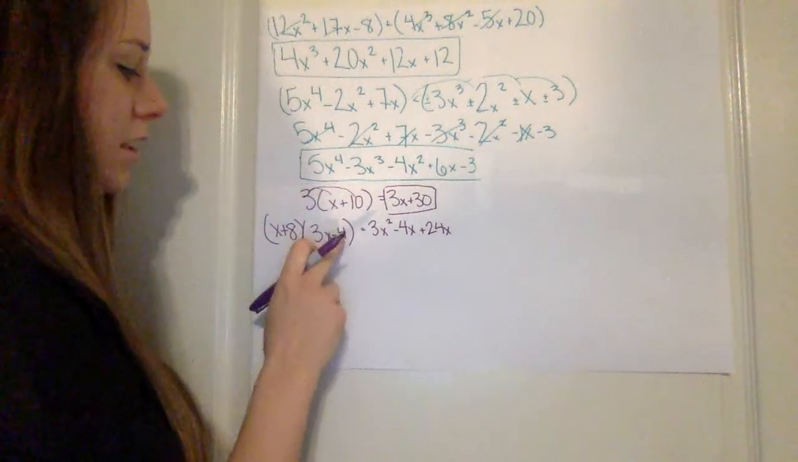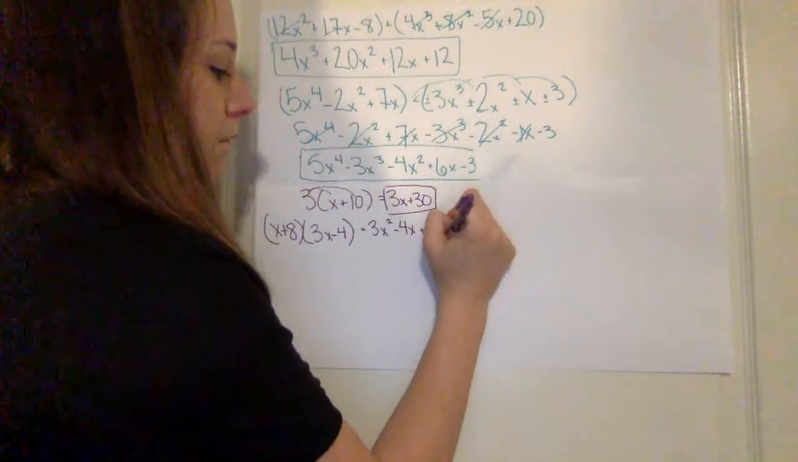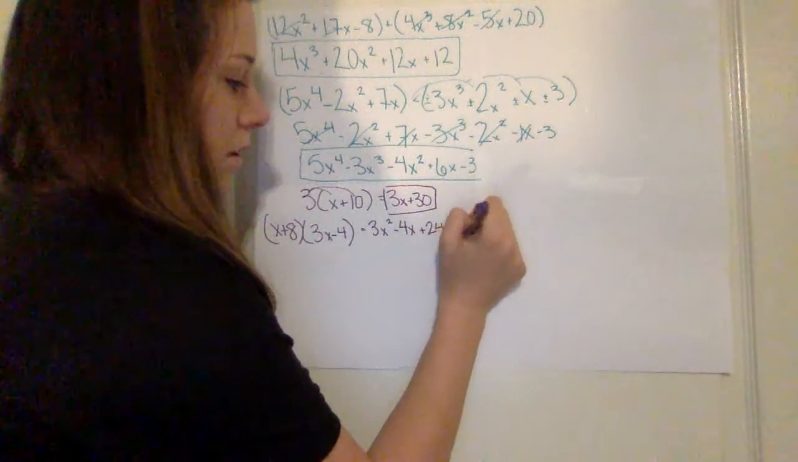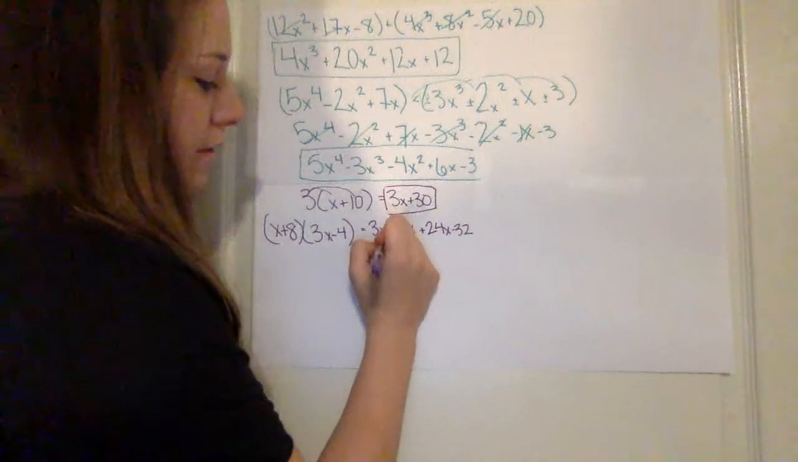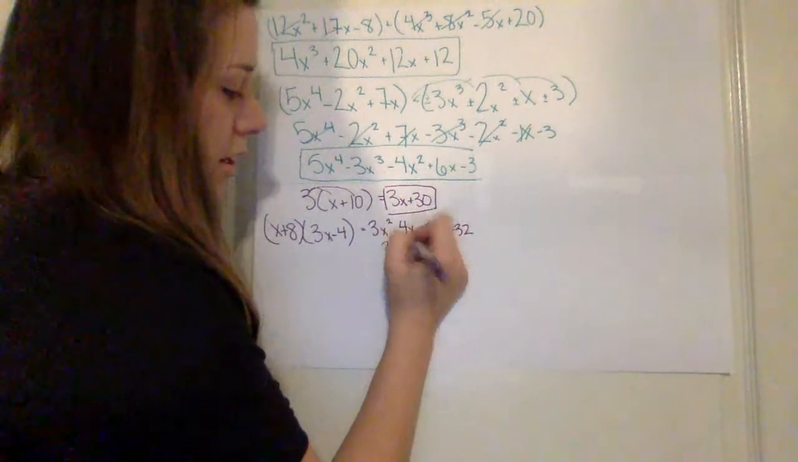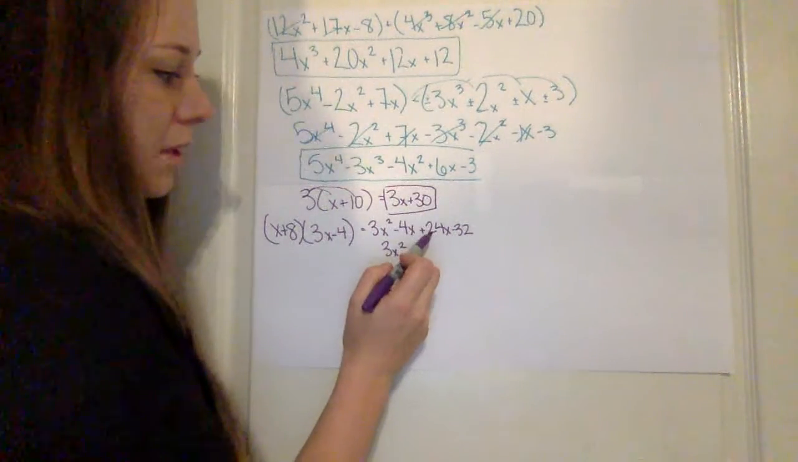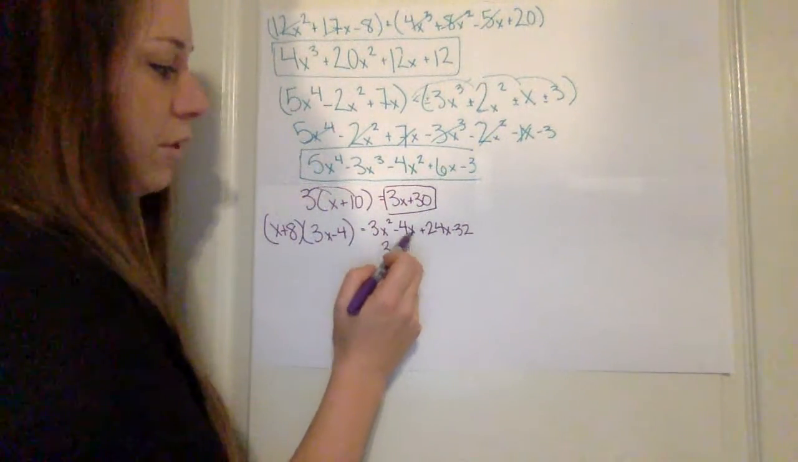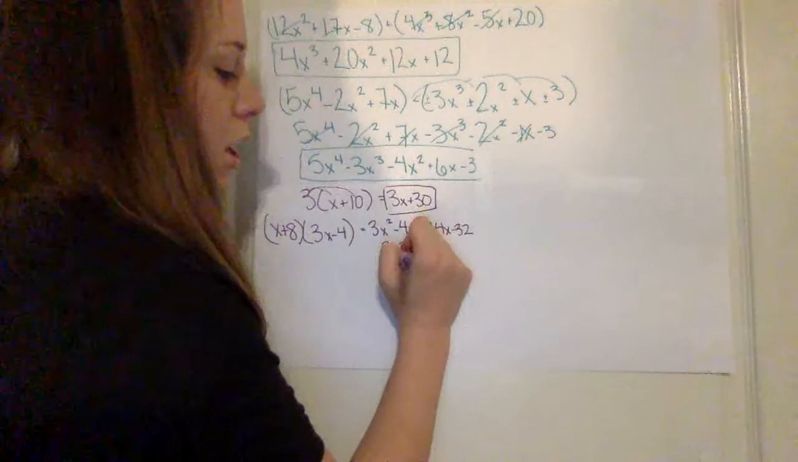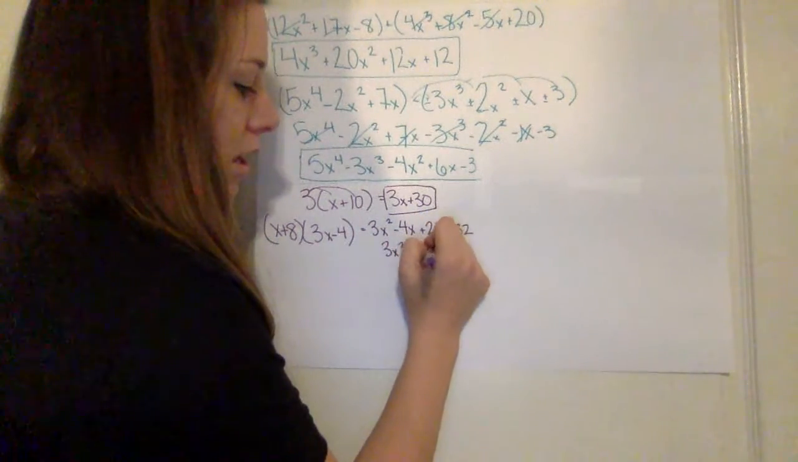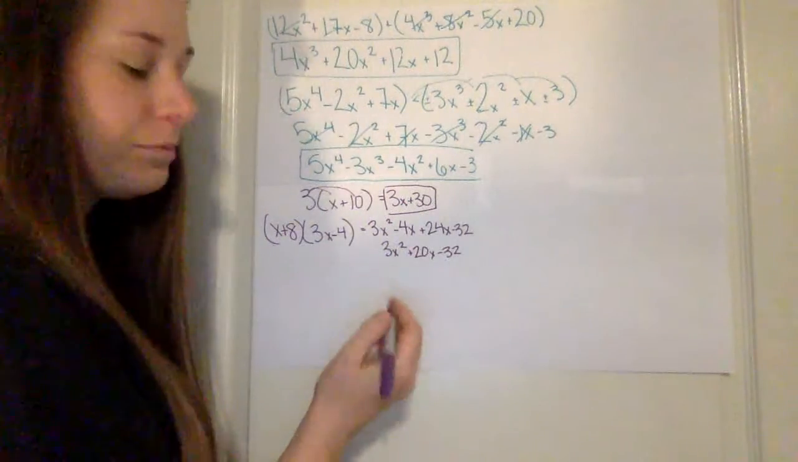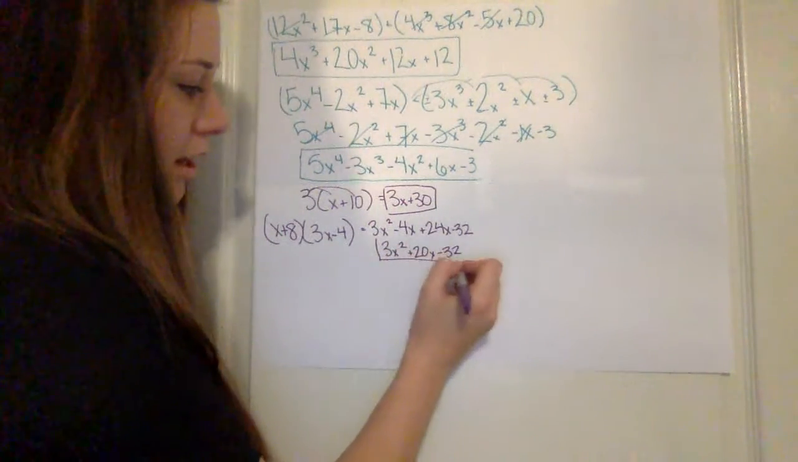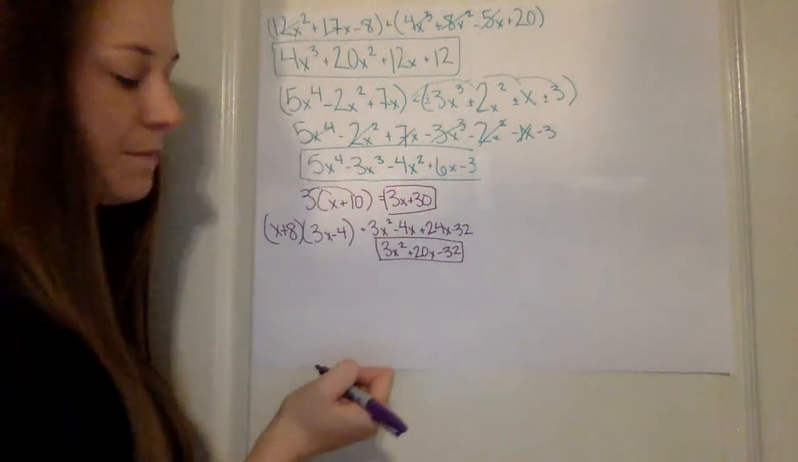And then we do 8 times negative 4, which is negative 32. And then we can combine like terms. We have 3x squared, negative 4x and positive 24x is positive 20x, minus 32. So that is our answer for that one.